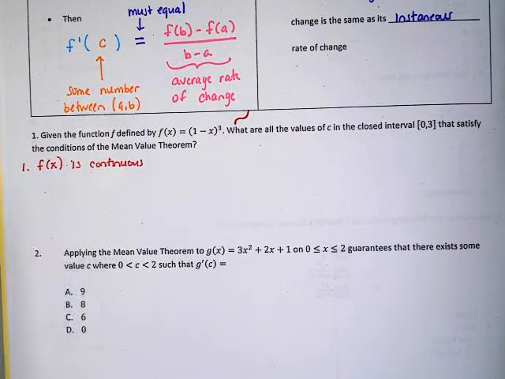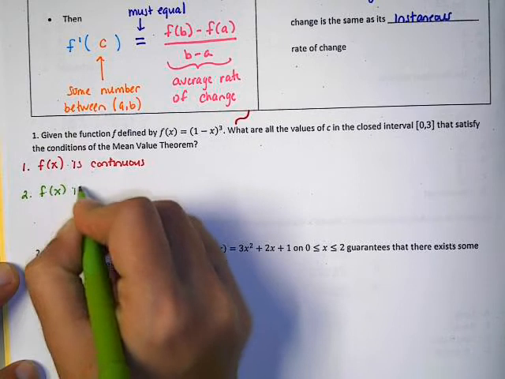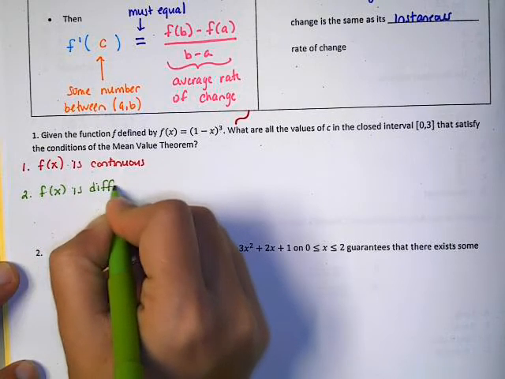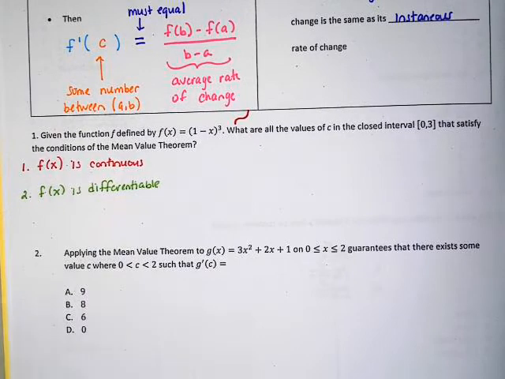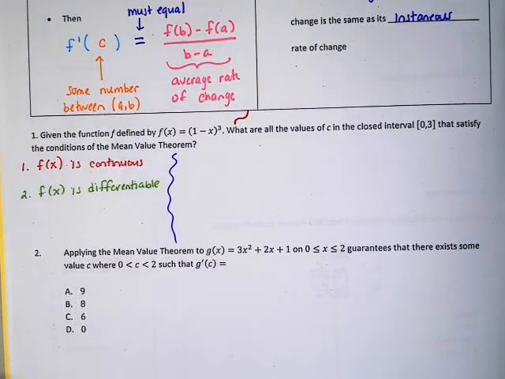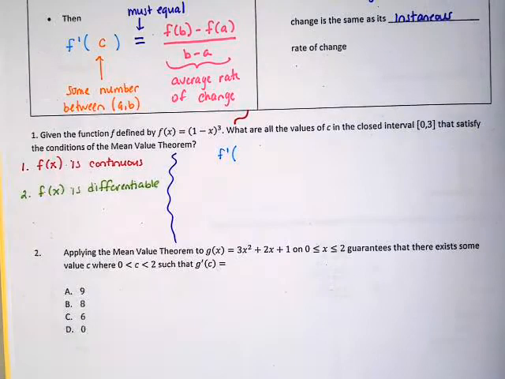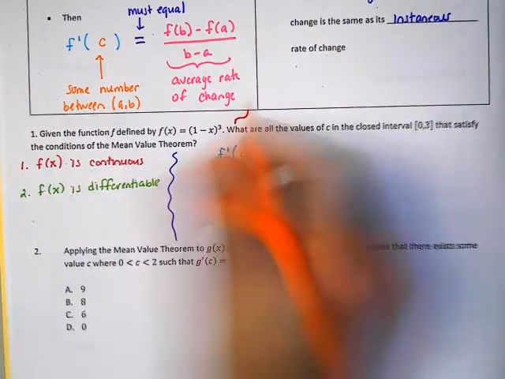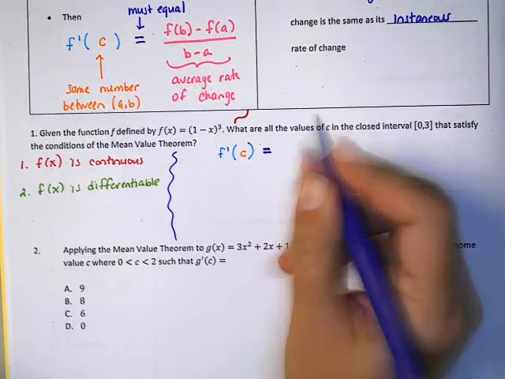The second thing I need to note here is that f of x is differentiable. What that means is that there are no corners, cusps, vertical tangents, or discontinuities because, again, it's a cubic function. I know how those functions look. I've looked at them lots of times. So as long as I satisfy those conditions, then I can say that the derivative at some number has to equal the average rate of change.